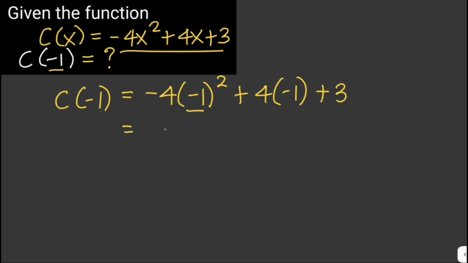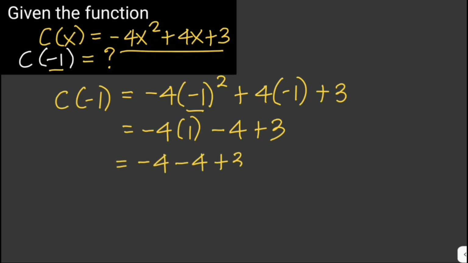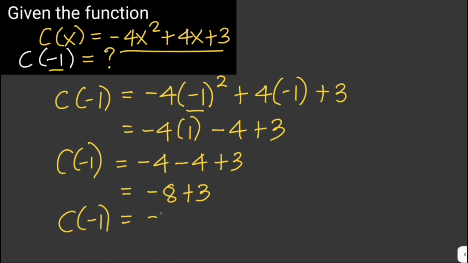Negative 1 squared is just positive 1, so this would be negative 4 times 1 plus 4 times negative 1 is negative 4, so this is minus 4 plus 3. So this is just negative 4 minus 4 plus 3. Then we have negative 8 plus 3. Therefore, c of negative 1 is just equal to negative 5. So this is our answer here.